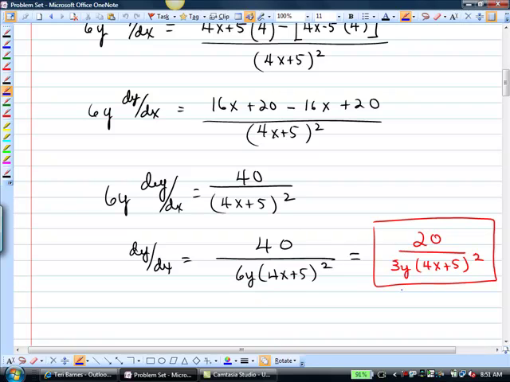Do what? With that 2, you can't because it's being squared. It's kind of isolated in those parentheses. Okay. All right. Everybody good with that one?